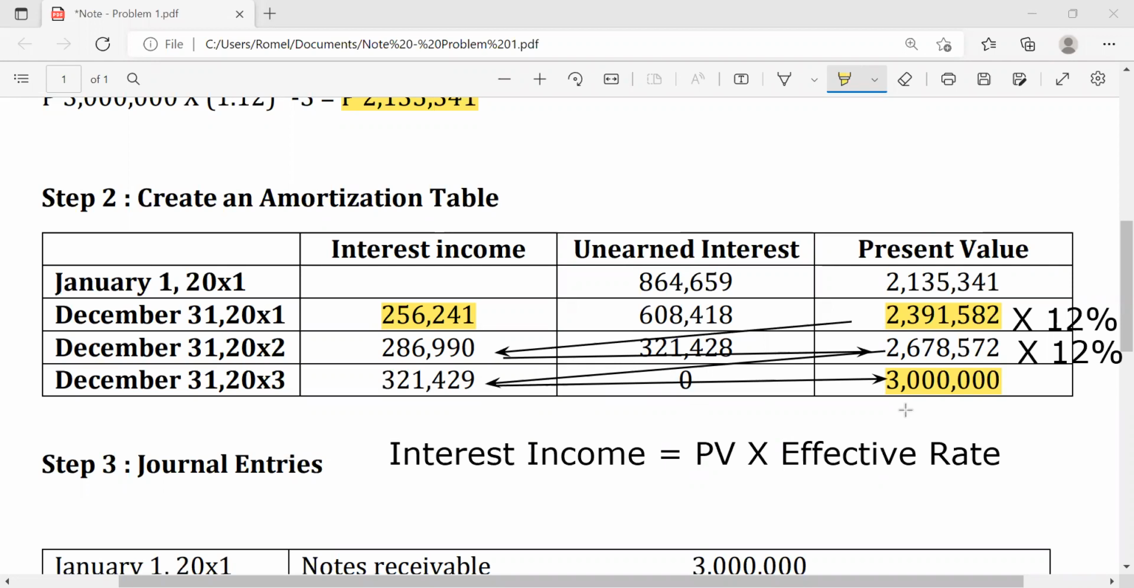So to conclude the amortization table, how can you confirm that you're doing it right? Paano nyo malalaman na tama na ang ginagawa nyo? If at the end of the term of the note, the present value will be equal to 3 million pesos or it will be equal to the face amount. So that is the way for you to confirm if you're doing it right. So that is for the amortization table.